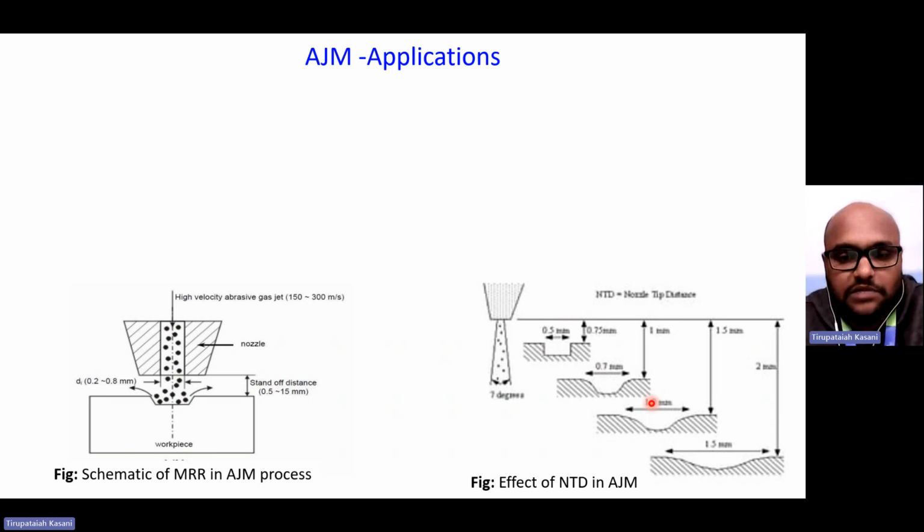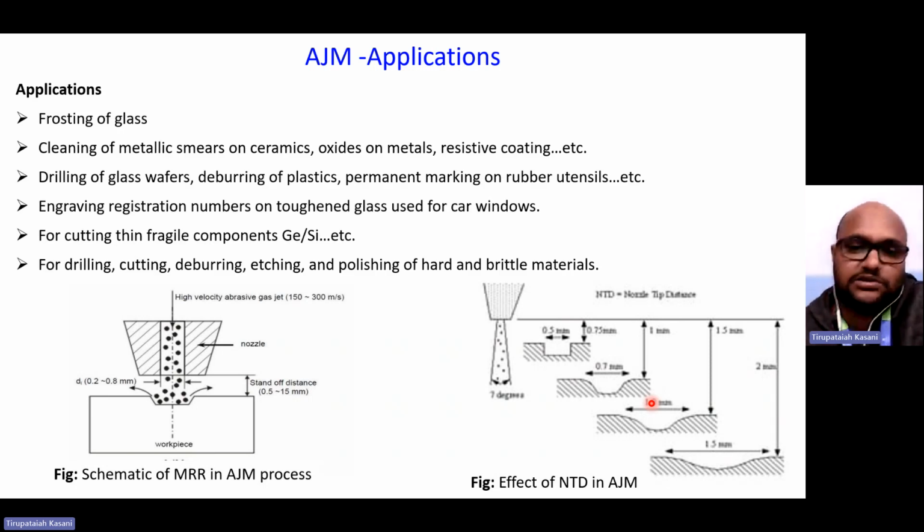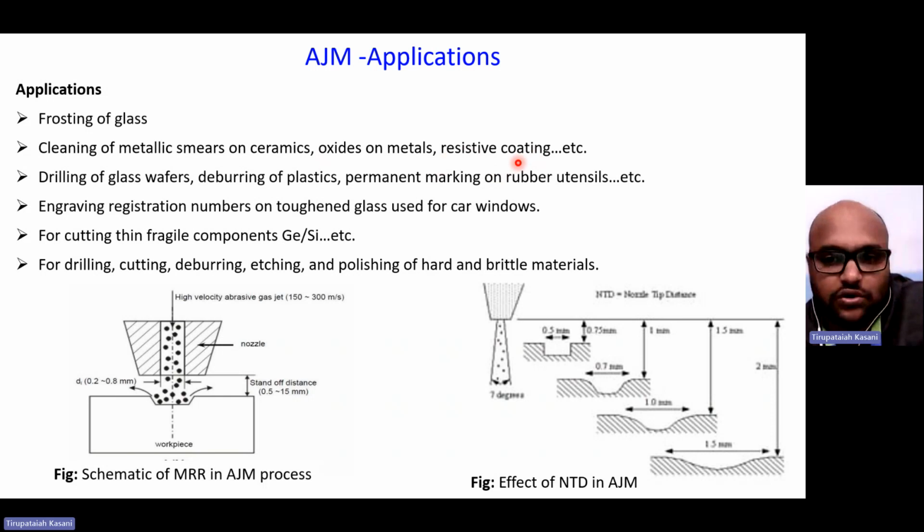What are the different types of applications? What are the various types of applications of this AJM process? Applications include frosting of glass, means machining of the glass, and cleaning of metallic smears on ceramics, oxides on metals, resistive coatings. Means for example, a corrosion resistant coating on some materials or some metals. Okay, after use of some time, at some portions the resistive coating may be peeling off. To remove the remaining coating, we can use this type of machining process, the abrasive jet machining process.